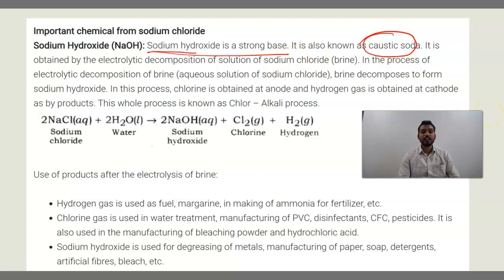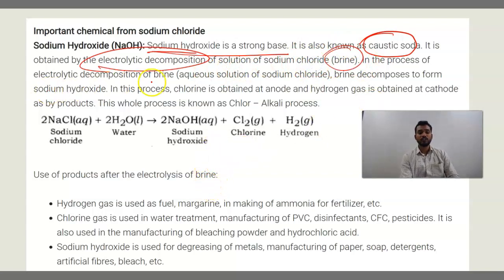It is obtained by the electrolytic decomposition of a solution of sodium chloride. How can we obtain this NaOH? By electrolytic decomposition, by passing an electric current. What reaction is happening? A decomposition reaction is happening. The electrolytic decomposition of a solution of sodium chloride, that is called brine. Remember this word, brine.